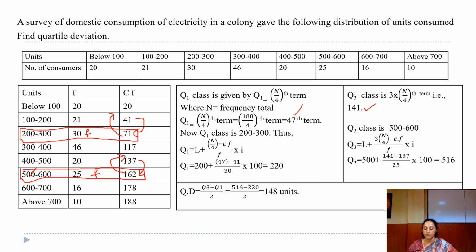So now quartile deviation is Q3 minus Q1 divided by 2. So substituting this, we get 148 units. So this is the quartile deviation for the continuous data.